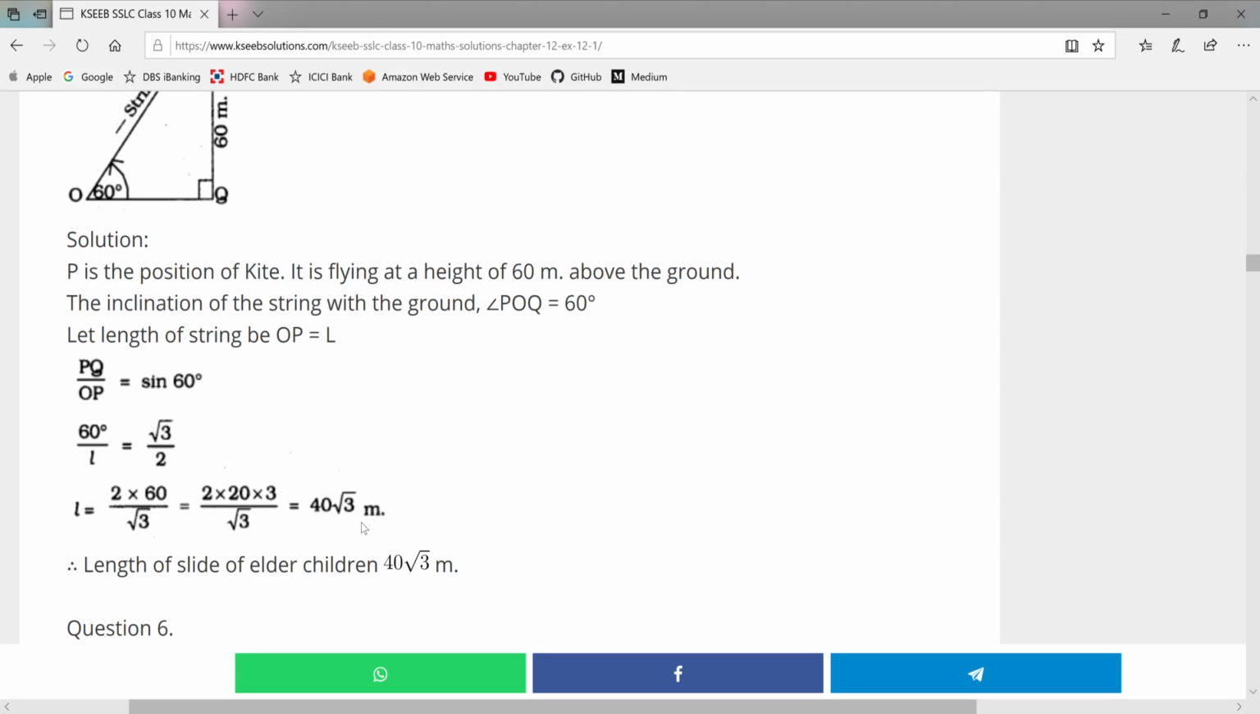You all know this calculation already, I told you in your class. So 40 into root 3 is the length of the string.